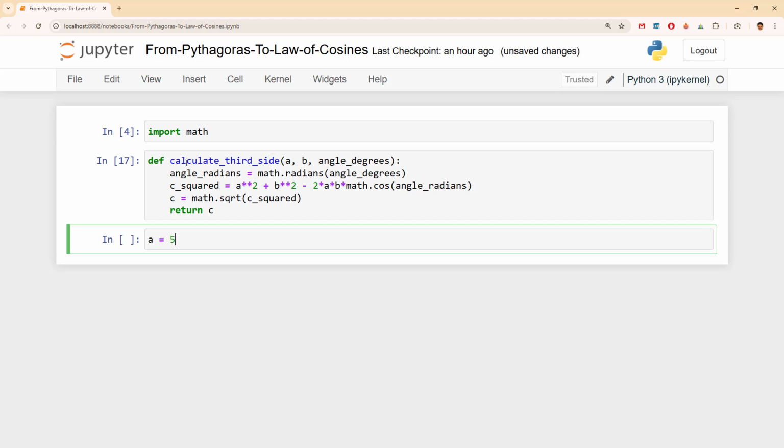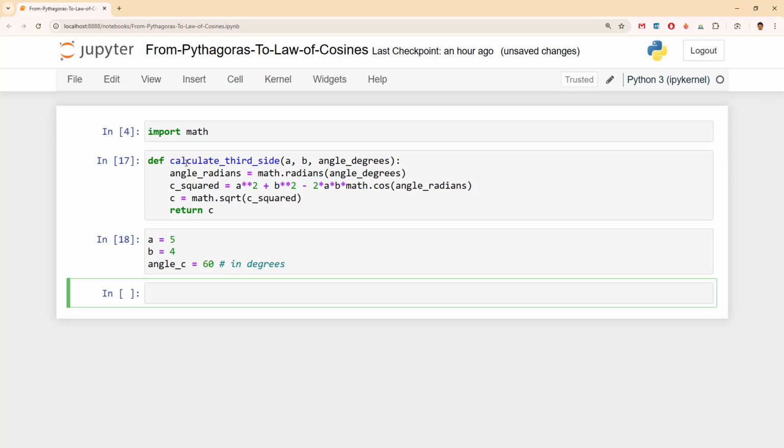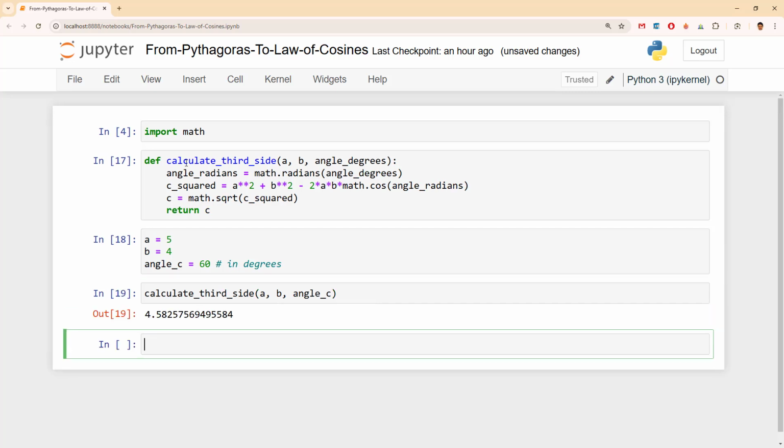Let's try with a equals 5, b equals 4, and angle c would be 60 in degrees. And now calculate third side, should be a, b, as simple as that, and then angle c. Tada! 4.58. Yeah, this is from what I remember how much I was getting. I was getting 4.6 roughly.